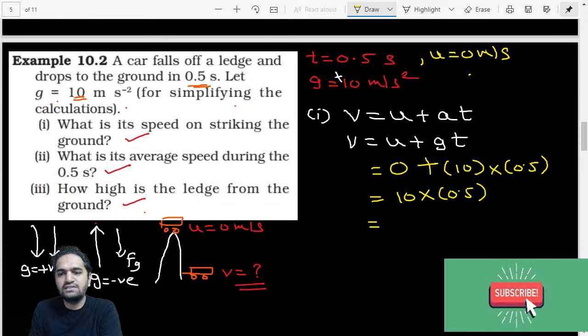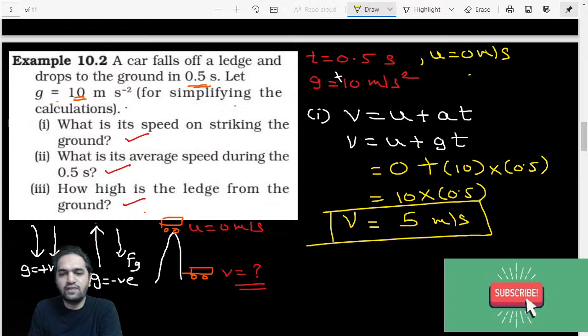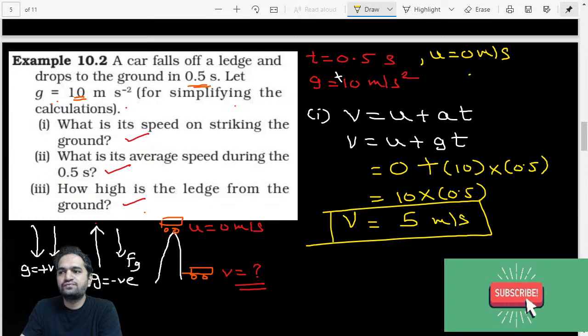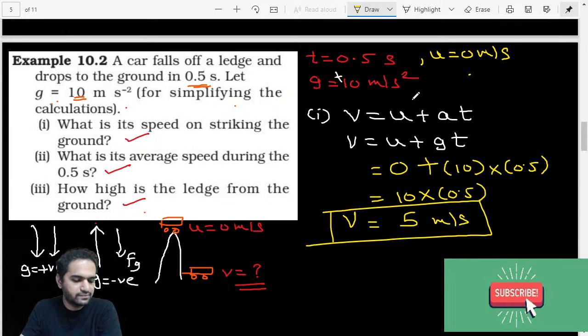So what would be the answer? The answer would be 5, and the unit would be meter per second. So this is our final answer, that's it. Are you understanding how we have calculated this? We have taken acceleration as positive because the car was falling.